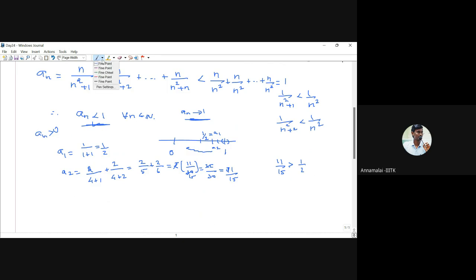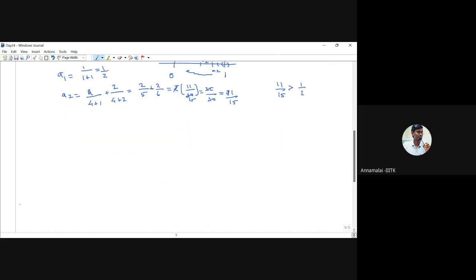Okay, next problem. Using the Riemann integration, the value of... otherwise, okay, one more thing: the number of real roots of the equation x cube plus x minus 1 equal to 0.